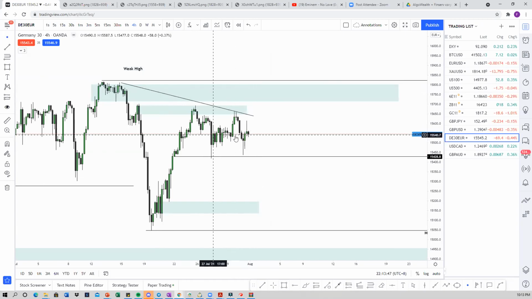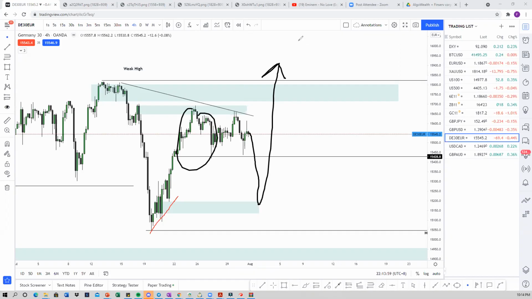But if I am wrong, and this is still a weak low, you will see price melt until this point and then shoot all the way up. If I'm wrong about this portion here. But in terms of context and narrative, I believe that price should react from this particular area here.